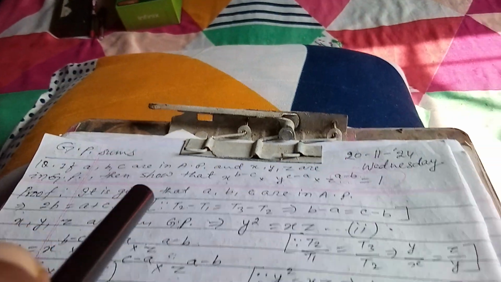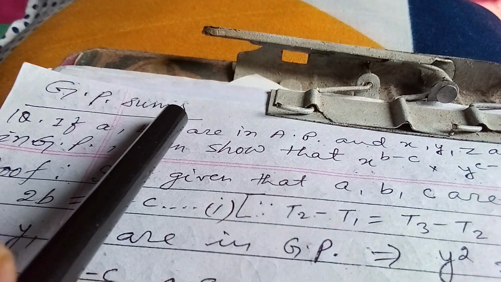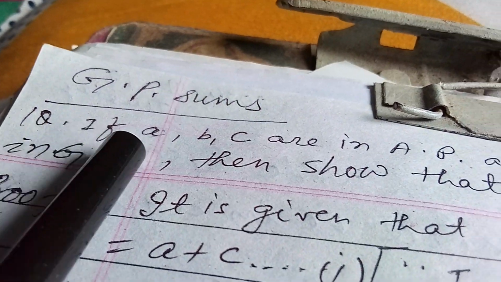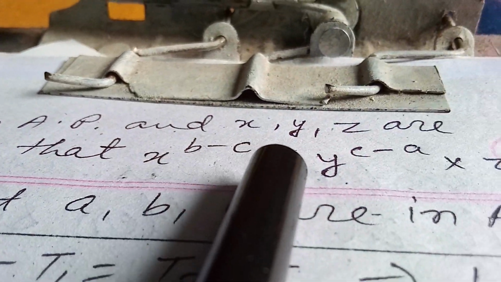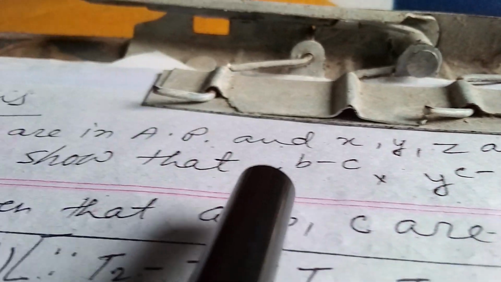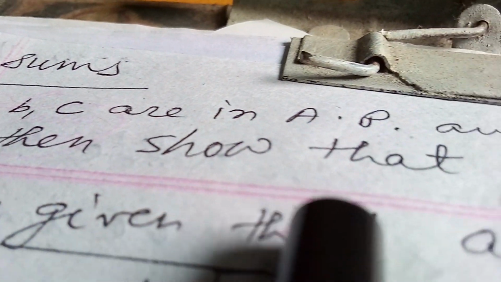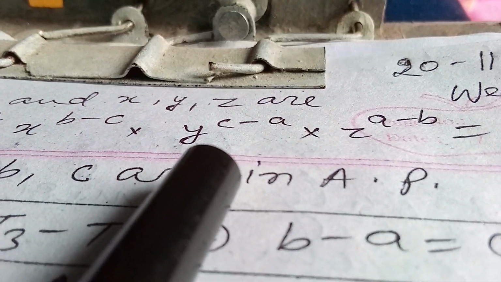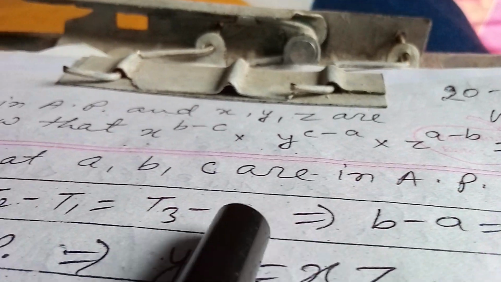Dear students, today I am going to explain one question from geometric progression, GP sums. First question: if a, b, c are in arithmetic progression and x, y, z are in geometric progression, then show that x to the power b minus c into y to the power c minus a into z to the power a minus b equals 1.